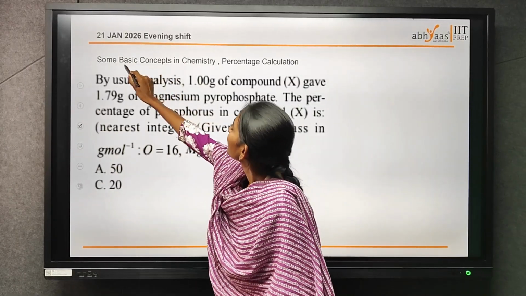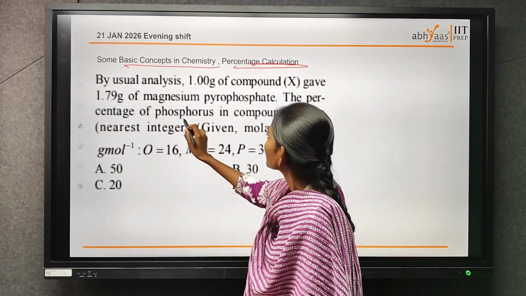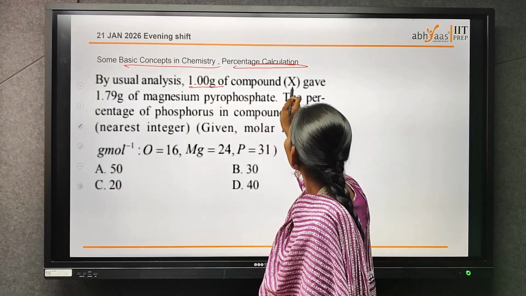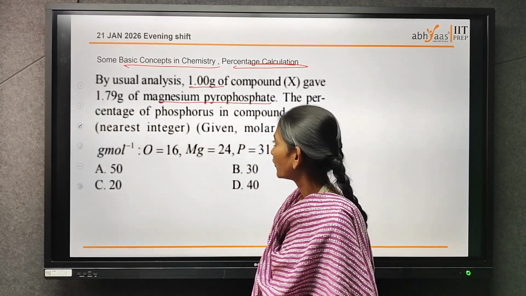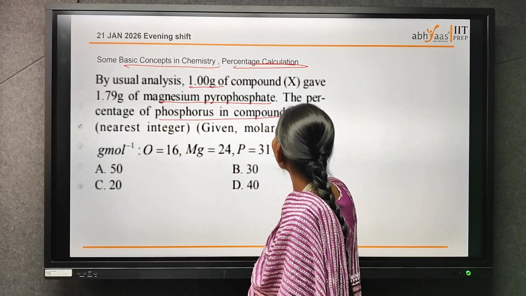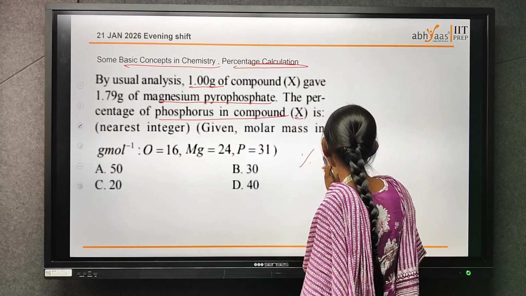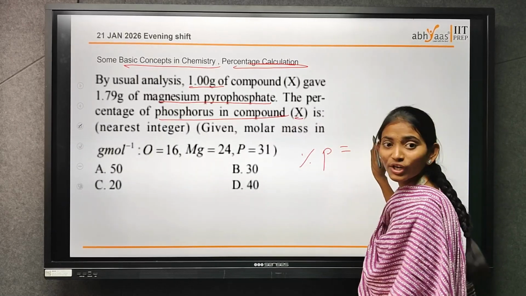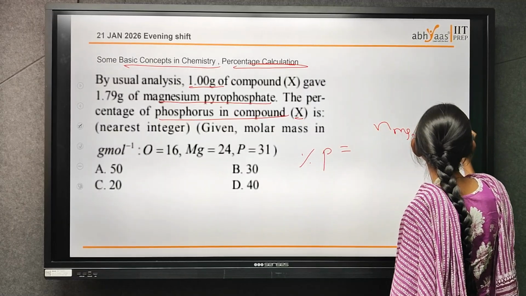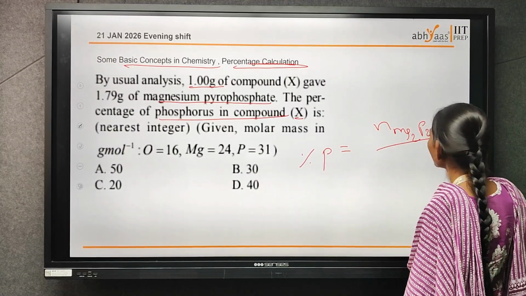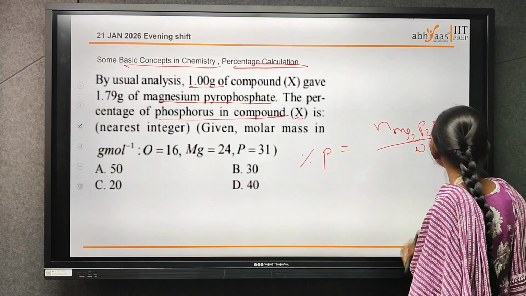Again, this question is from basic concepts of chemistry, percentage calculation, as in practical chemistry. They are asking that 1 gram of compound X gave 1.79 grams of magnesium pyrophosphate. They are asking the percentage of phosphorus in compound X, to the nearest integer. So the percentage of phosphorus equals what here? Mass of Mg2P2O7 into 2 into 31 by the weight of the compound, into 100, right?